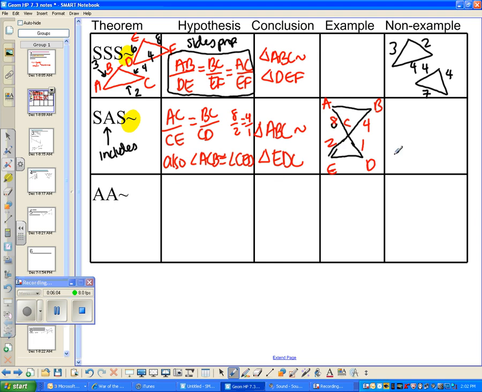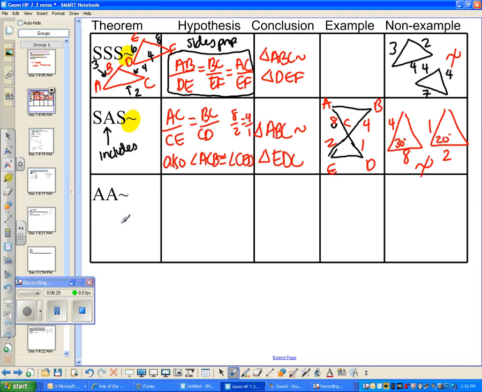A non-example would be if these sides were not proportional or if those angles were not congruent to each other. So, for example, let's say I did 4 and 8 and 1 and 2. Again, now let's say this one was 30 degrees and this one was 20 degrees. These would not be similar. Just like these ones are not similar.